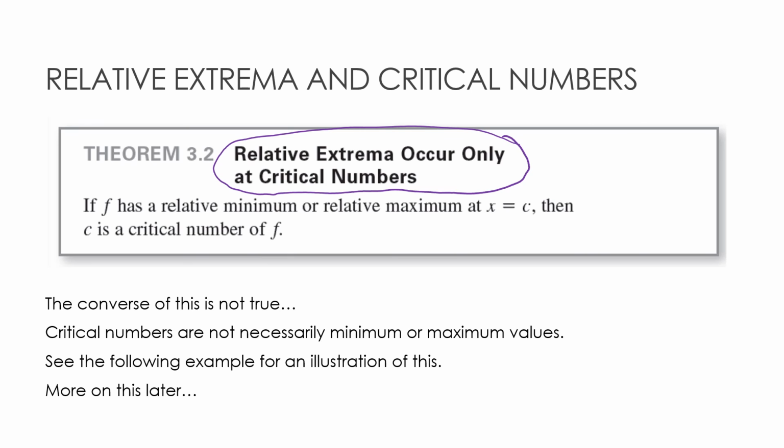Now the converse of this is not true. So I can't say that if I have a critical number that it is a min or a max. It's just a potential min or max. So in our next video, we're going to look at an illustration of this. We're going to look at examples where we have found a critical number, which is what we're going to do next, and that it's not necessarily a min or a max.